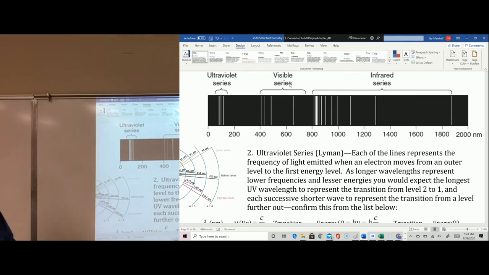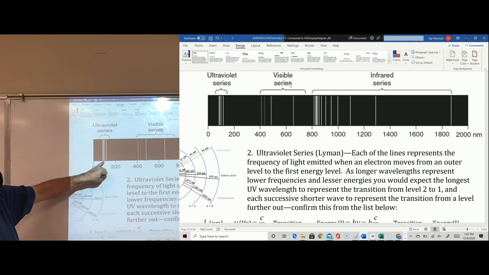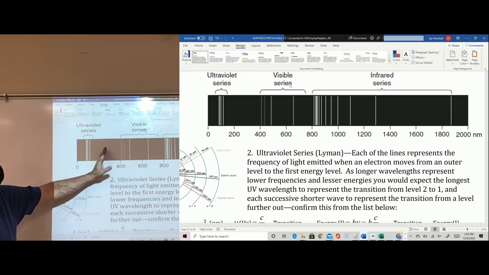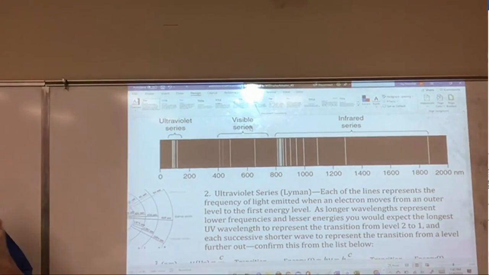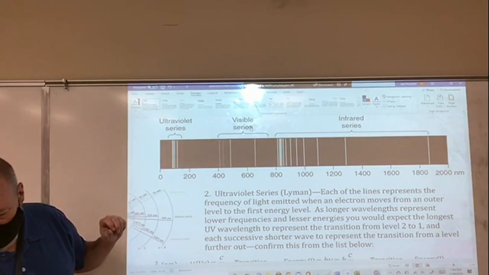Well, I want to say they're more spaced out, but then there's the clump at the beginning of the infrared. Okay, but that's what I'm asking here. As I get further away from the nucleus, what happens to the spectral lines? They get closer together, right? That's reflecting the fact that it requires less energy to move that further away.